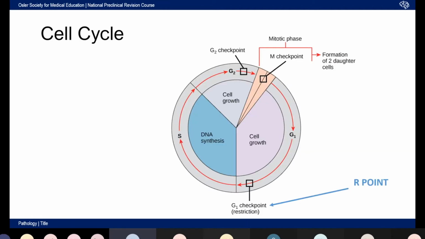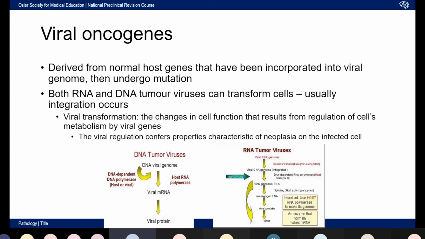So this is just a very quick reminder of the cell cycle. So it's really tightly controlled in most cells by multiple checkpoints. So you've got the first growth phase, goes into synthesis, then G2, then mitosis and cell division. And I've just put the R point there because that will become important in later slides. So that's one of the key checkpoints involved. So, viral oncogenes.